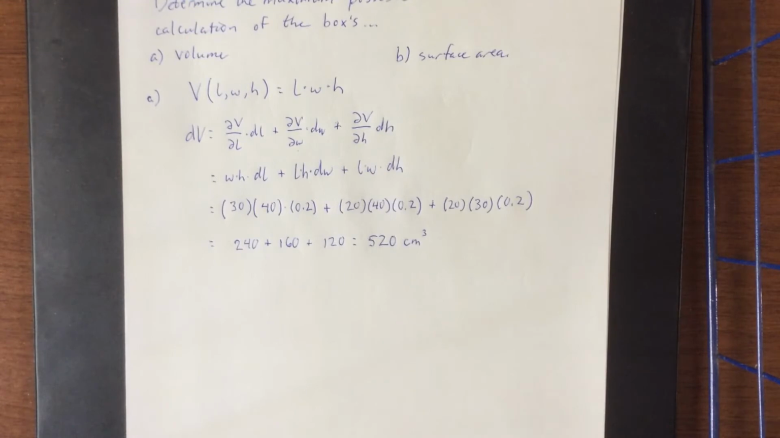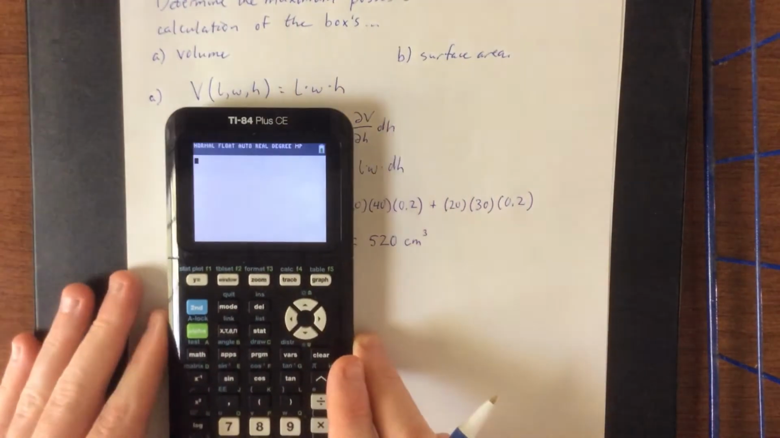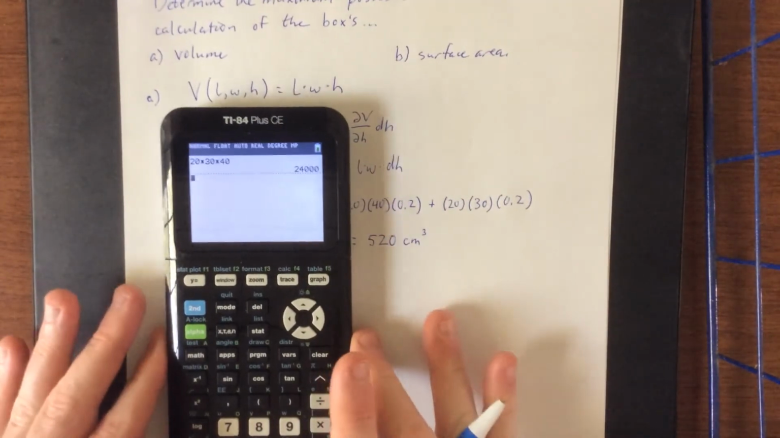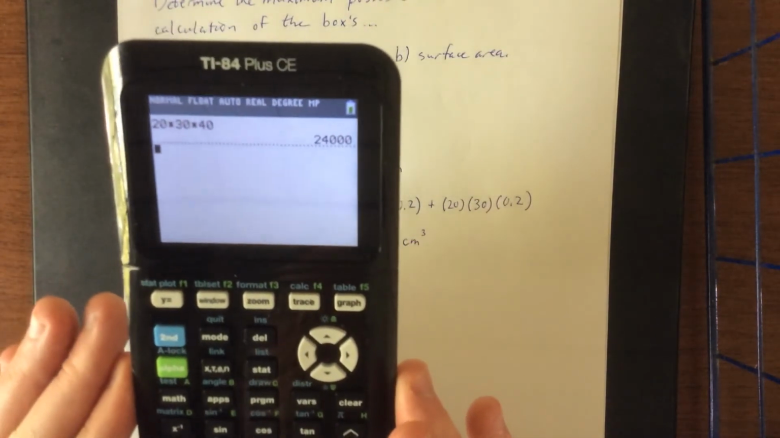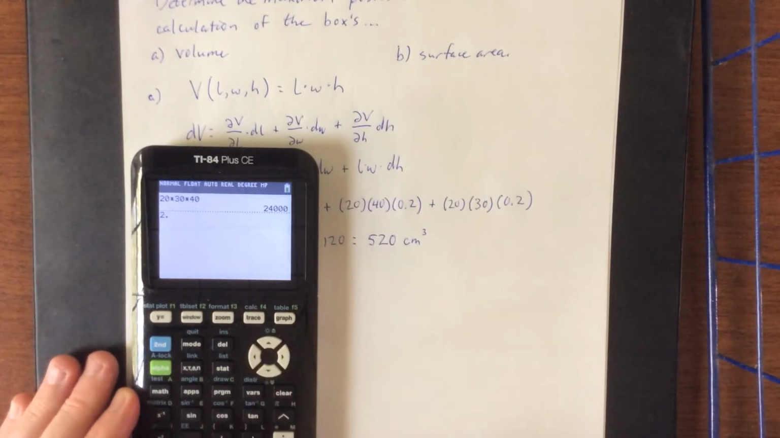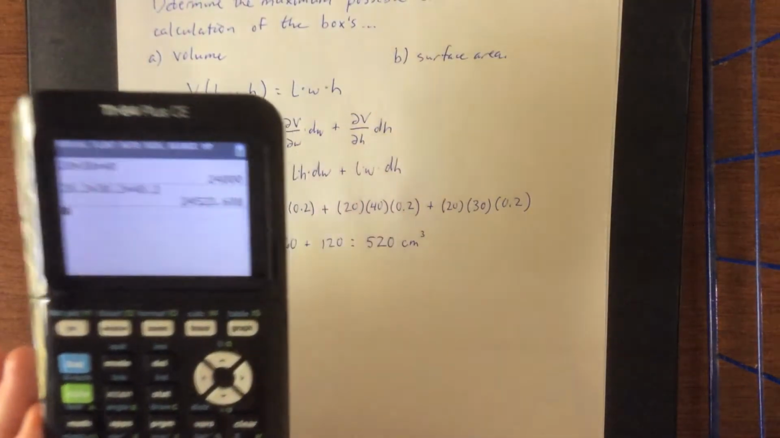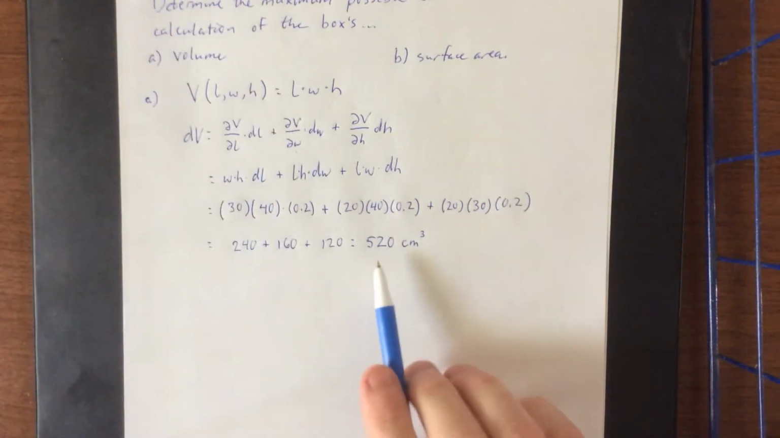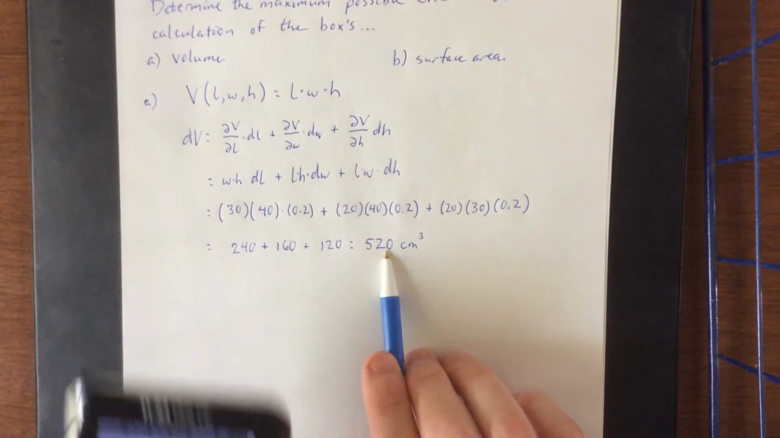Now, to let you know what this actually represents, this is only an approximation of the total error that we would have in our calculation of the volume, and I'd like to demonstrate how. Now, assuming that all of our measurements were correct, the volume would be 20 times 30 times 40, which we can see is 24,000. Now, assuming that we did have the maximum possible error on each of these, this would be like 20.2 times 30.2 times 40.2. You'll notice that the volume has increased, and the amount that it has increased by is approximately 520 cubic centimeters.